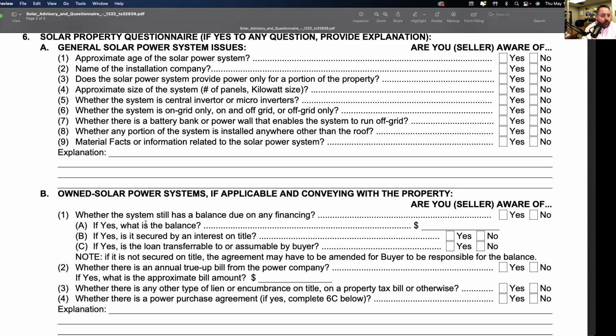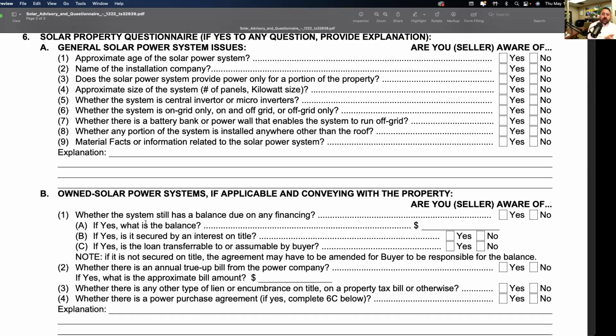Is the loan transferable or assumable by the buyer? Yes or no. Sometimes we're not going to know the answer, but that's why it's important for us as the listing agent to tell our sellers from the beginning, hey, we're listing this property with the solar panels. If you're financing it or leasing it, or if you've owned it outright, what is your plan to do with the property? Like, if you own it outright, are you leaving it behind?